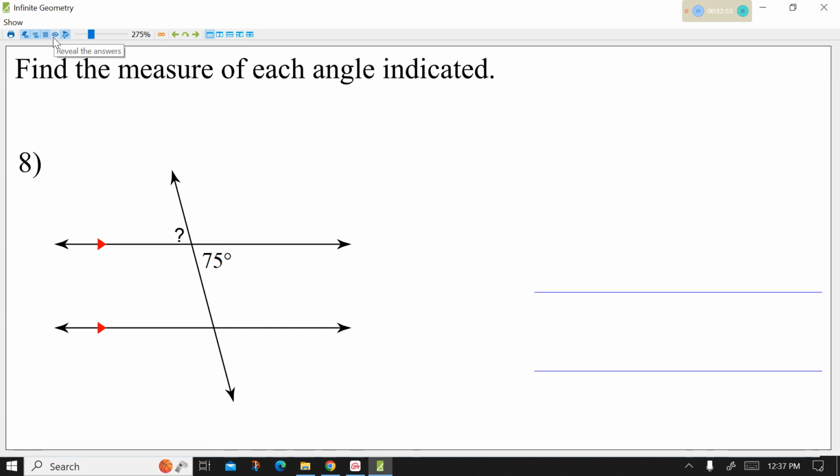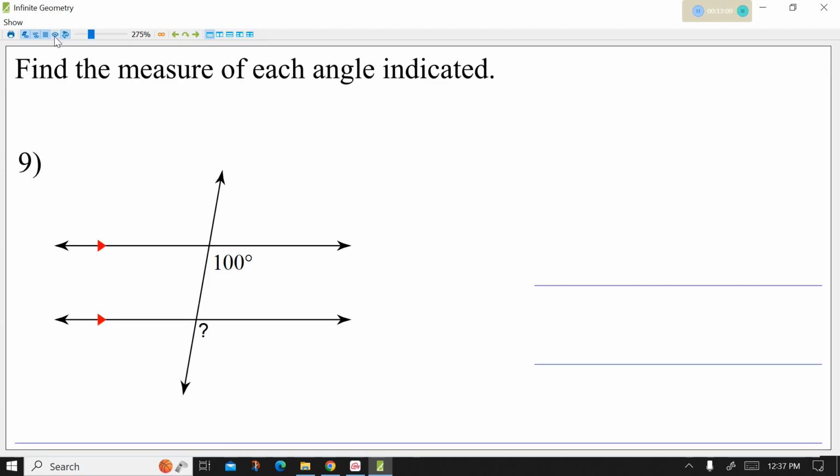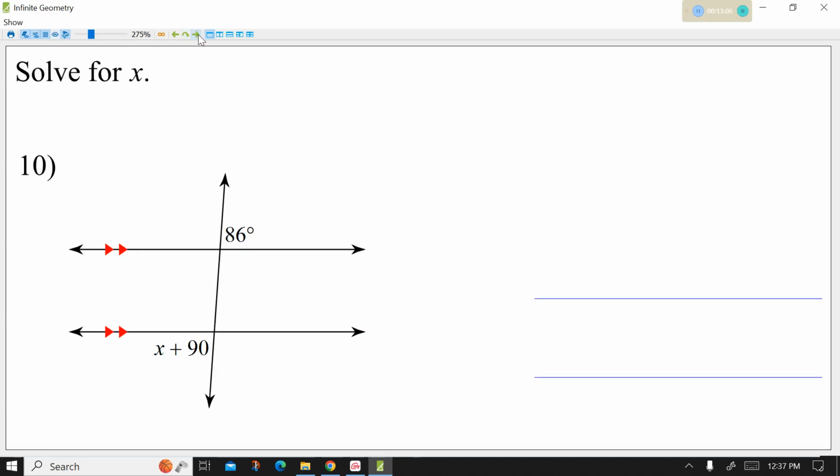For number 8, we have vertical angles here. So we should get 75. For number 9, we have corresponding angles. So these two have to be equal if those lines are parallel. So that means I have 100.